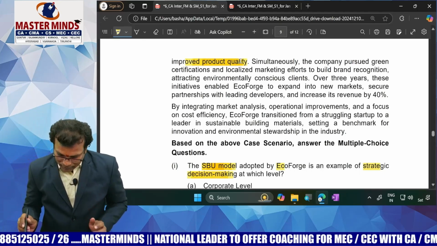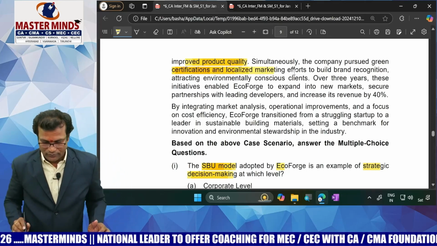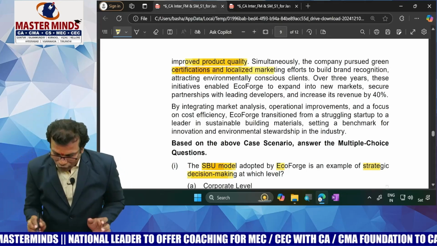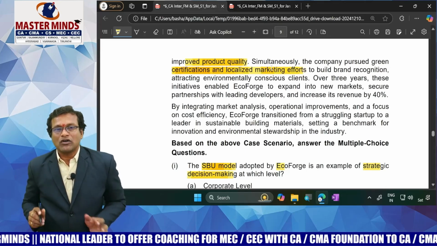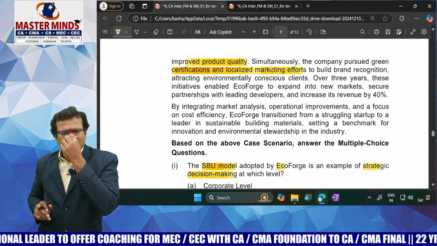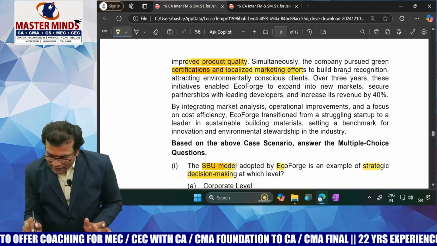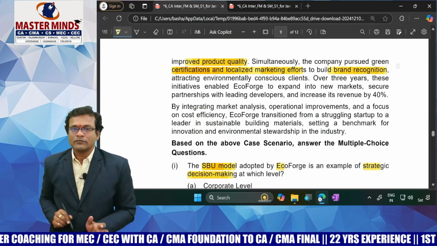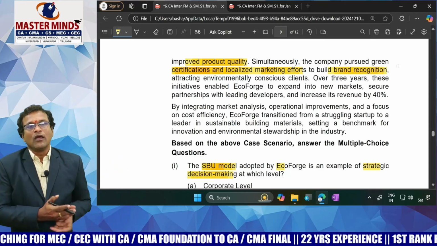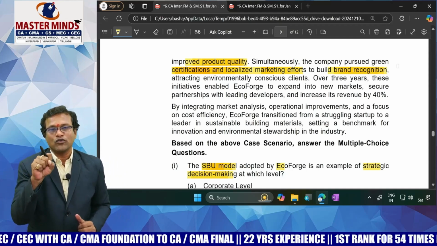Simultaneously, the company pursued green certifications. They have achieved some green certifications from authorities, and they have focused on some marketing efforts because they are trying to protect the environment from pollution. They are conveying the same aspect to the general consumers to build their brand image, because some consumers will be conscious about limiting environmental pollution. They want to attract those consumers.